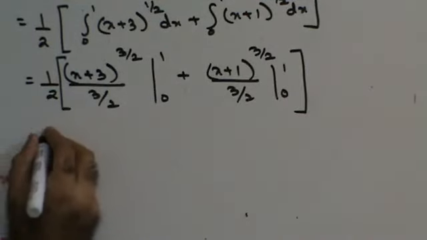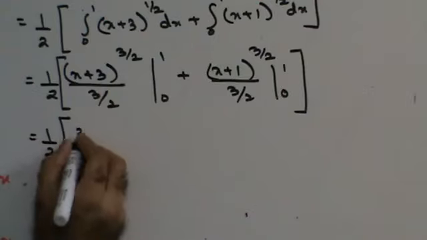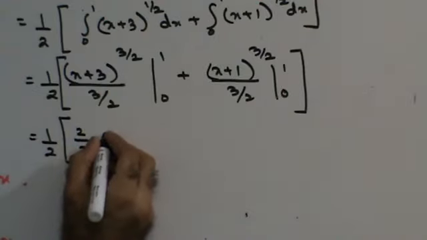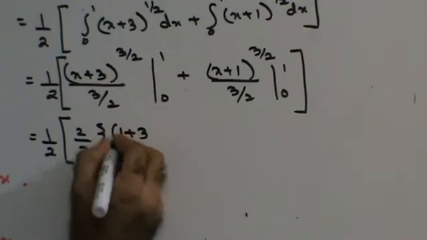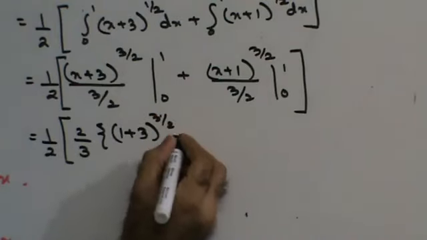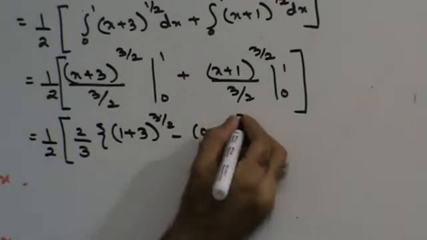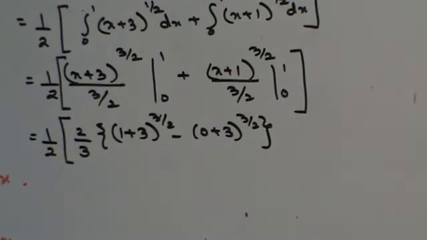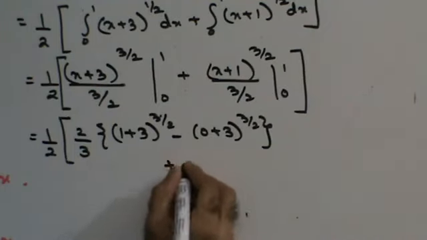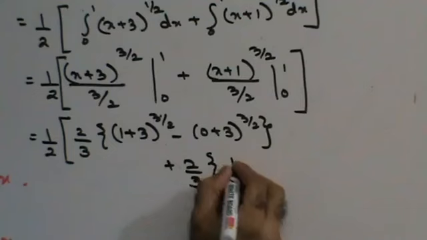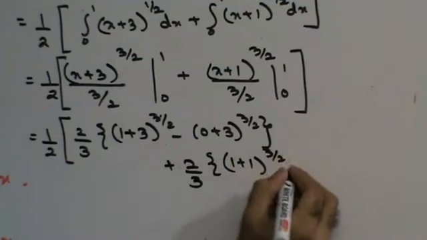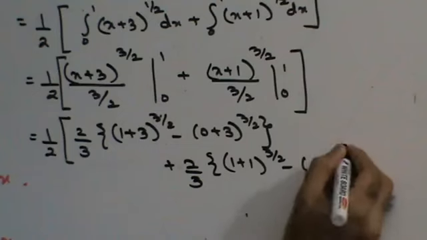This can be written as 1 by 2, 2 by 3. Substitute the value of x with the upper limit minus the lower limit. So this is 1 plus 3 raised to 3 by 2 minus 0 plus 3 raised to 3 by 2. Upper limit minus lower limit. Substitute the value of x with the upper limit and then with the lower limit. Plus 2 by 3, upper limit minus lower limit. So this is going to be 1 plus 1 raised to 3 by 2 minus 0 plus 1 raised to 3 by 2.